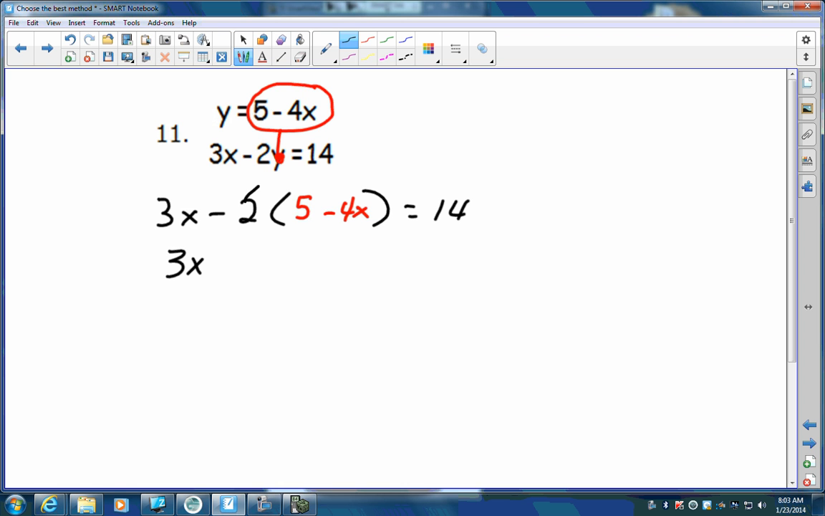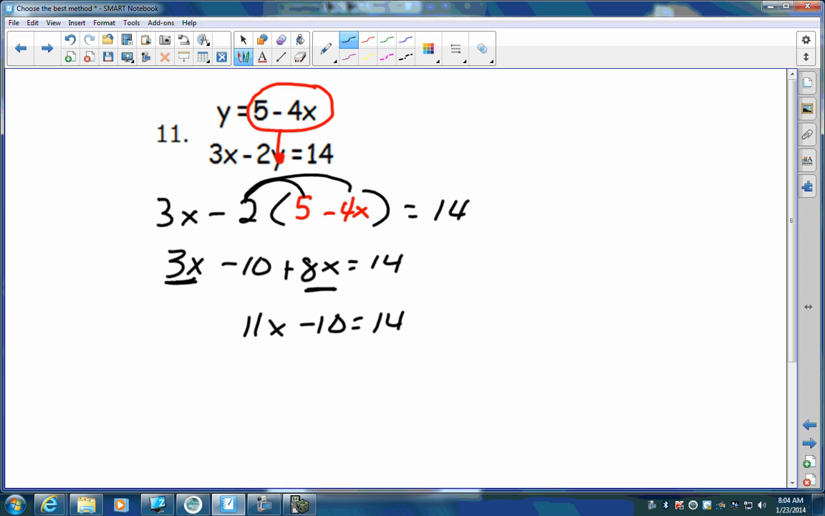3x, negative 2 times 5 is negative 10. Negative 2 times negative 4x is positive 8x equals 14. The x's go together. 11x minus 10 equals 14. Add 10 to each side. Oh, this one's stinky. 11x equals 24. And if you divide by 11, you just get x equals 24 over 11. That didn't make that very nice, but doesn't mean it's wrong.